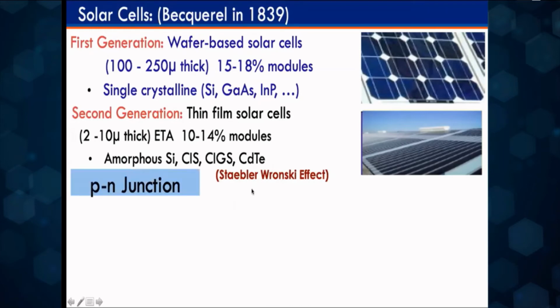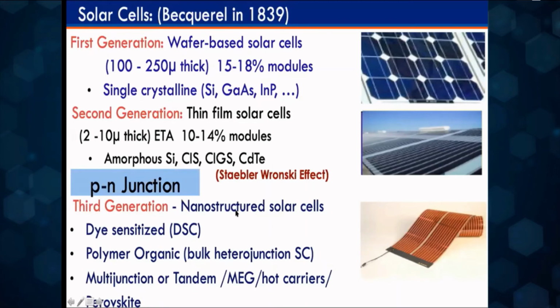Third generation solar cells, everything works on PN junction. I'm not going to spend much time on this one. Third generation solar cells are again a flurry of activities.